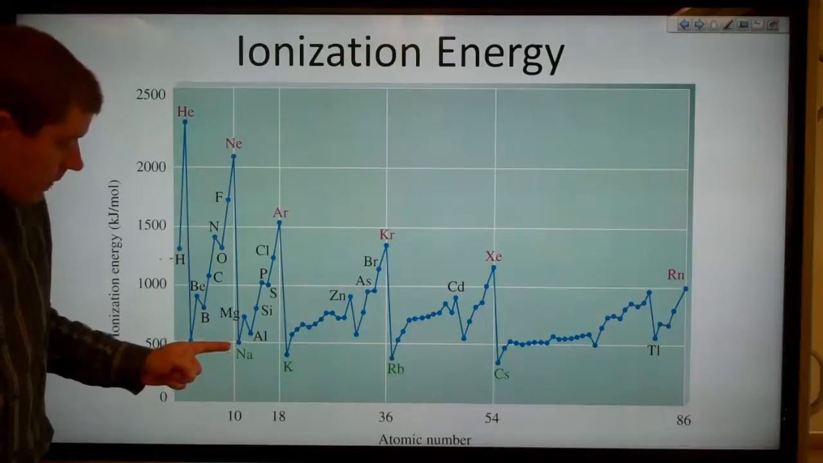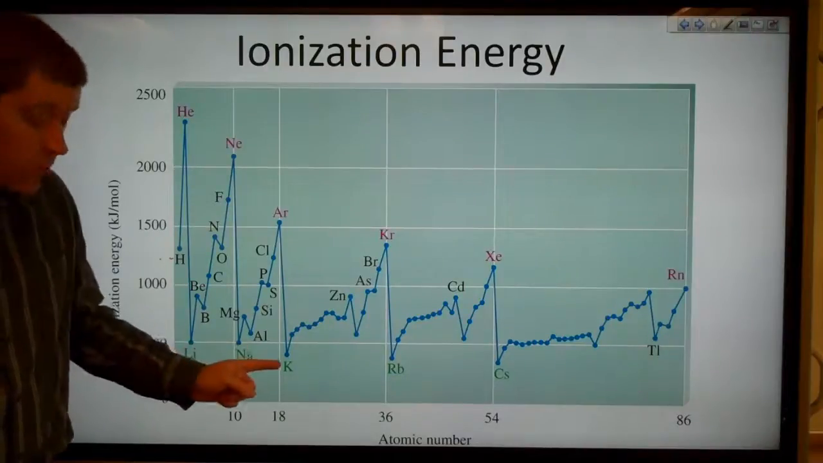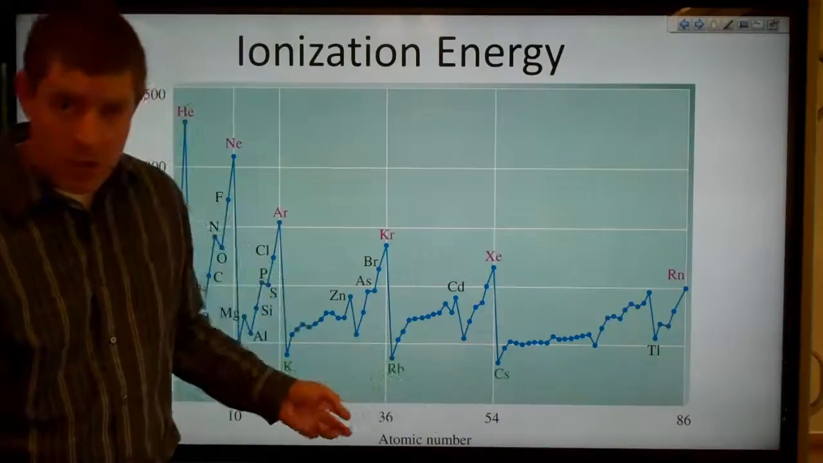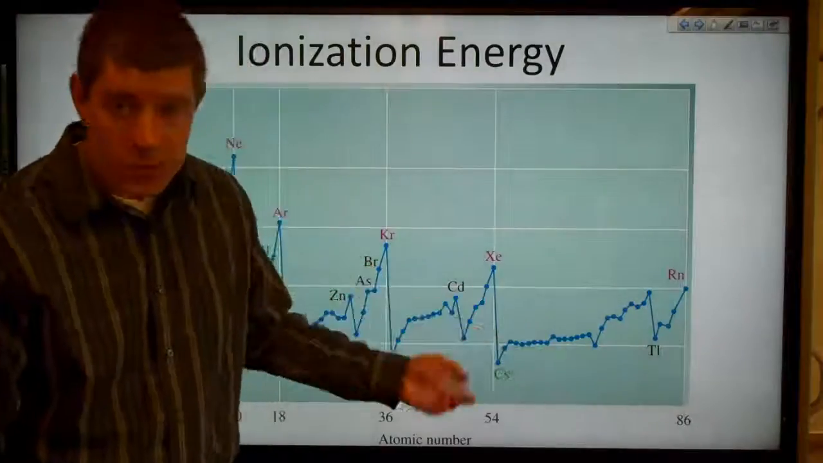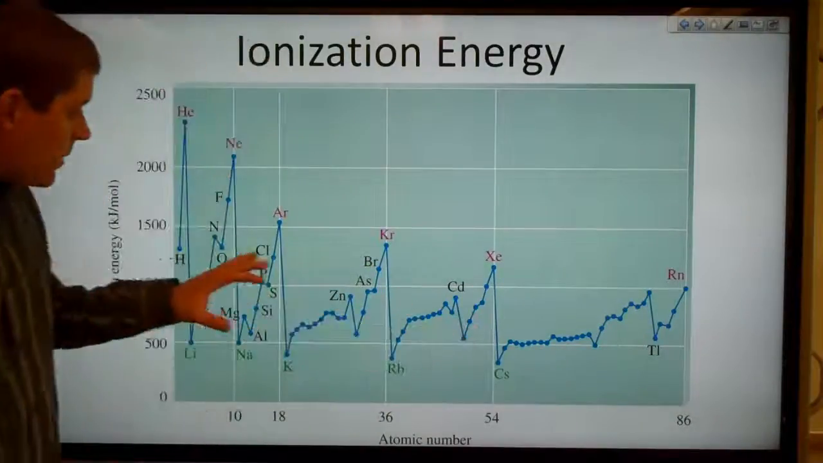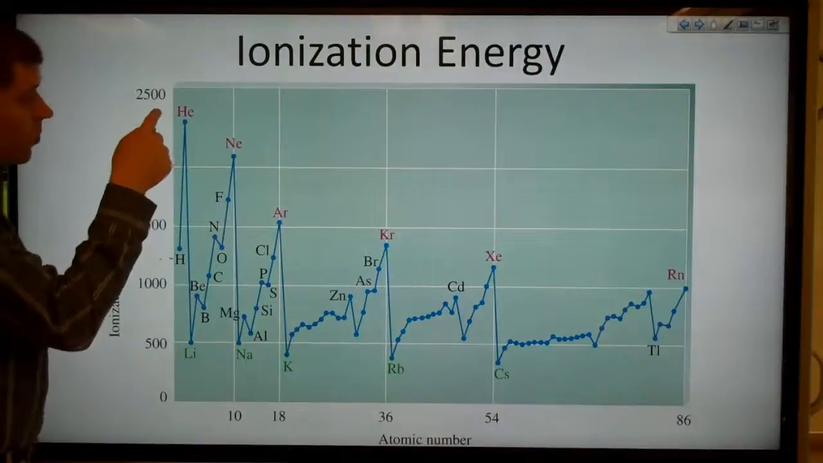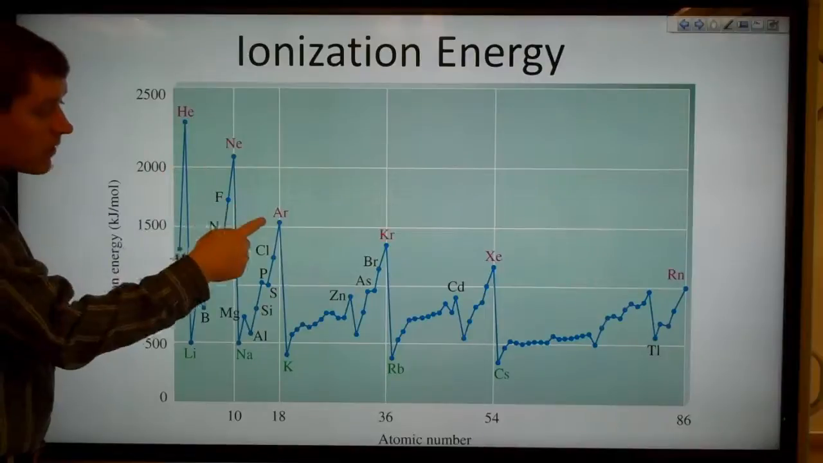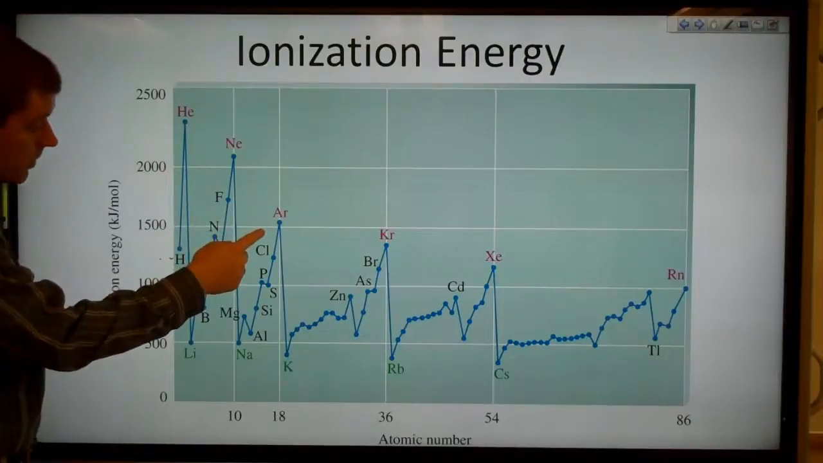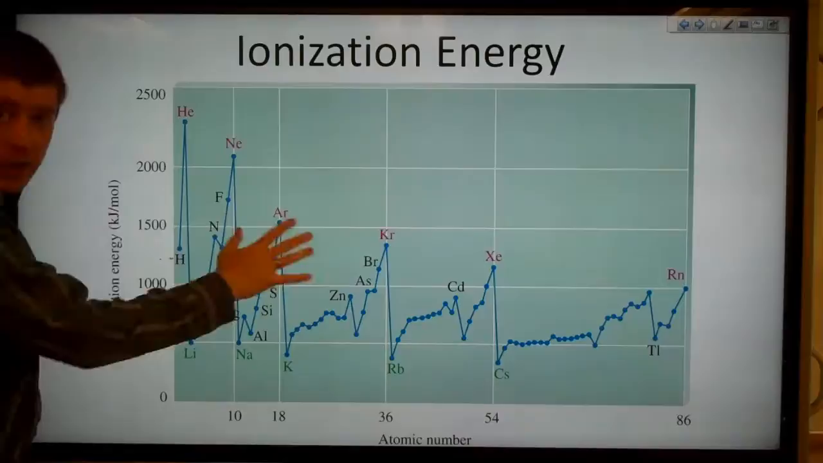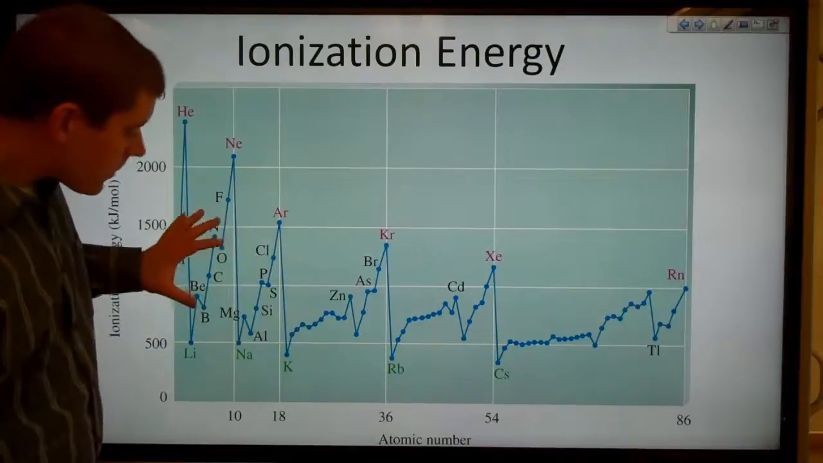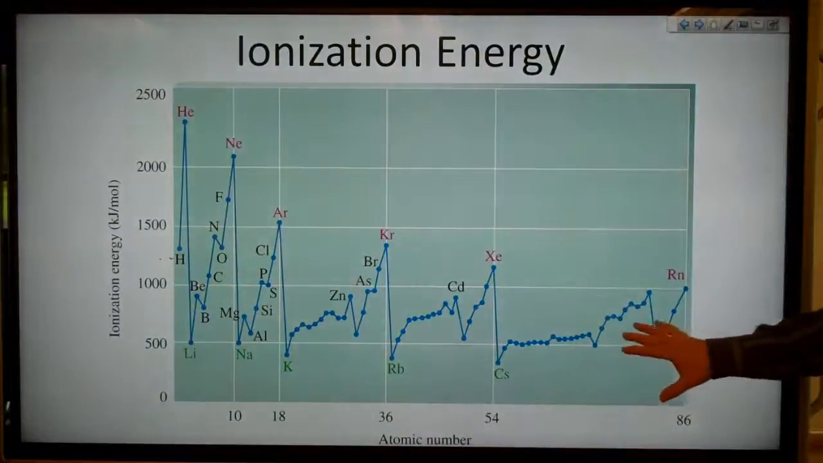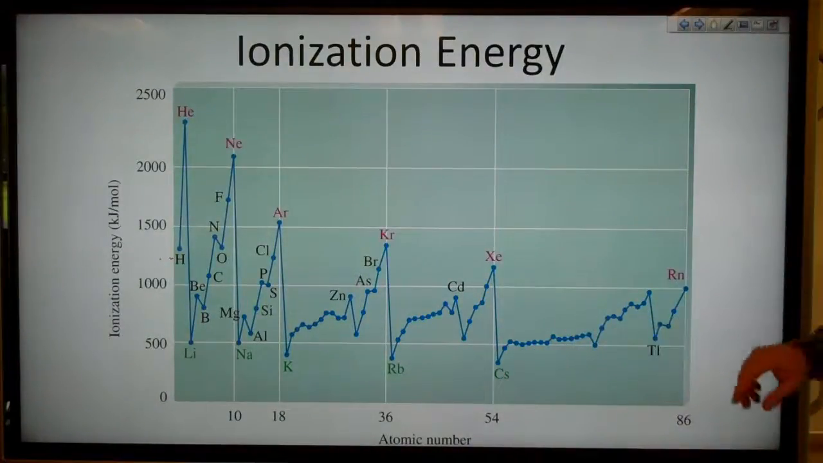It's easier to remove an electron from sodium than it is from lithium. It's easier to remove an electron from potassium than from sodium, rubidium from potassium, cesium from rubidium, francium from cesium, and so on. On the other hand, it's really, really hard to remove an electron from helium. Not quite as hard to remove an electron from neon, not quite as hard from argon, but still harder than just about anything else. Again, that trend is generally seen, though there are some variations in here.